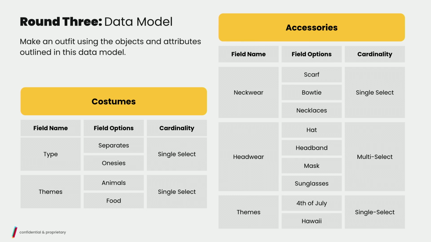Our lobster has on a 4th of July hat, which is headwear, so great, good job. Also sunglasses. It is multi-select. You can have a hat and sunglasses. That is fine. So also winning. And we have a bow tie, which is neckwear. And you can only have one. I see you took off the scarf. Very good, lobster.